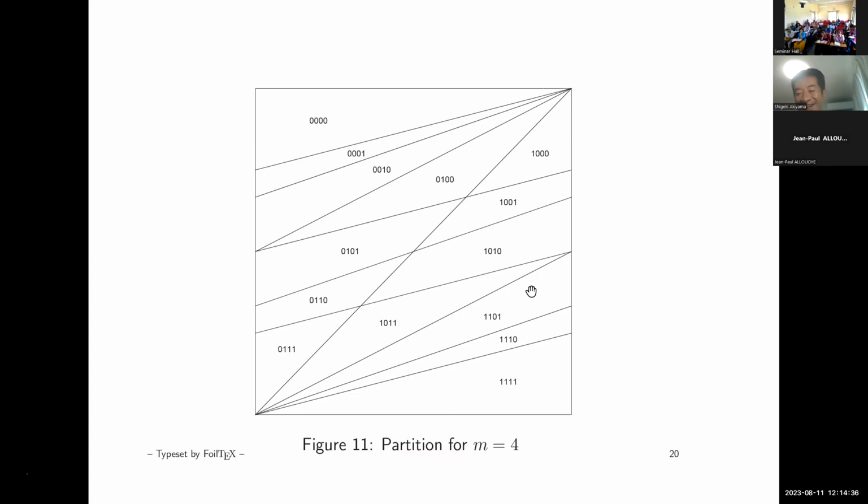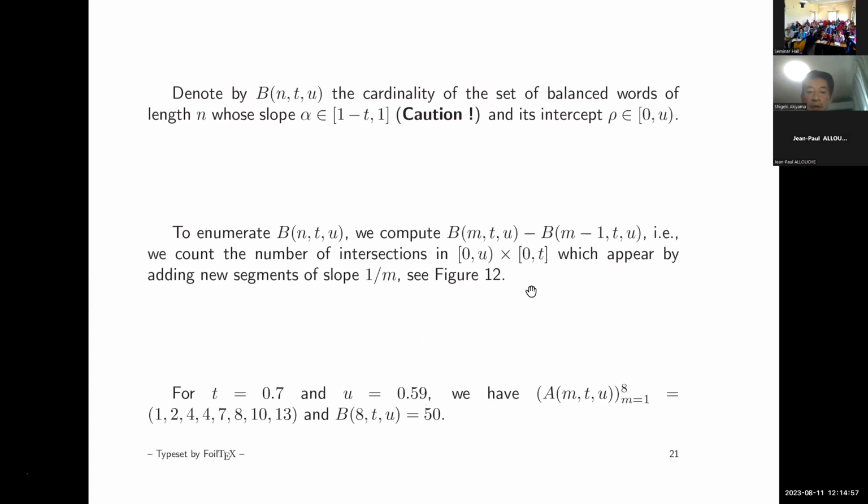I'm not sure. Okay. So I feel that with a remote talk, I don't like the remote talk, in fact, because I don't find your reactions. I hope that my talk is understandable. So now I'll give my result, a small result.